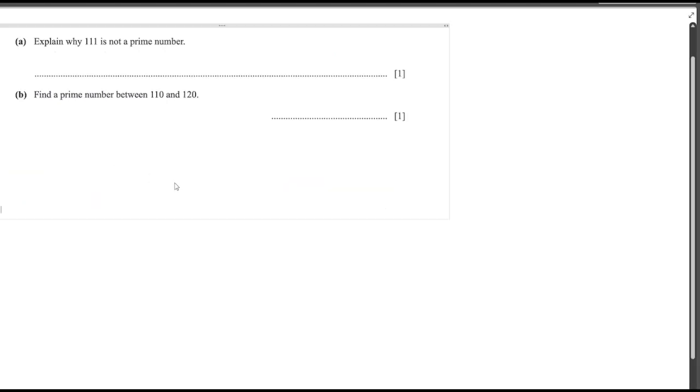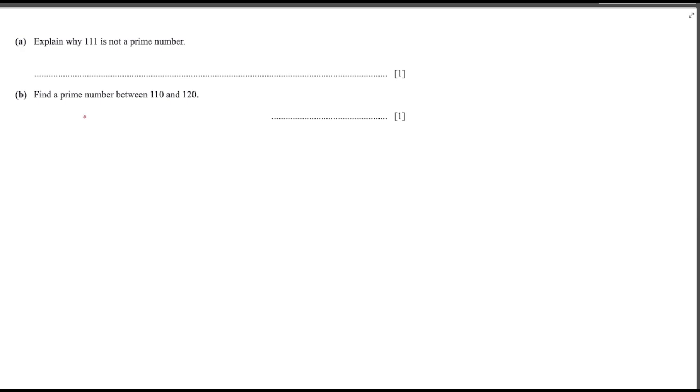Now the next problem. Explain why 111 is not a prime number. Now in 111, if you add all the digits, you get the answer 3. Now if the sum of digits is divisible by 3, the number itself is divisible by 3. So if a number is divisible by any number other than 1 and the number itself, it is not a prime number. So why is 111 not a prime number?